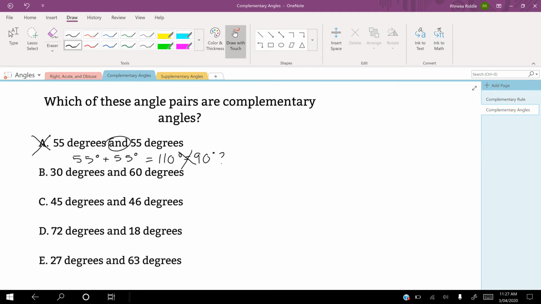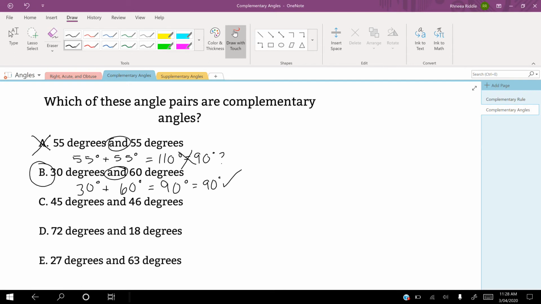So then we move on to our next one, and we do the same step. We have to look at the two degree measurements. So we have 30 degrees and 60 degrees. And this plus here is telling us we have to add. So when we add 30 degrees and 60 degrees, we get 90 degrees. Now, is this equal to that 90 degrees we're looking for in complementary angles? Yes. So we know that this one is.